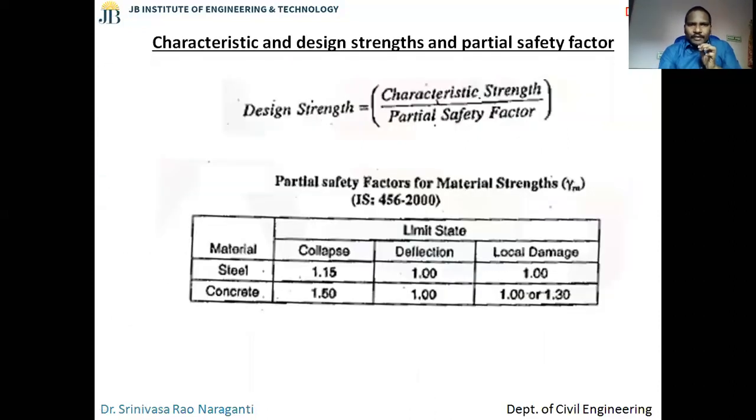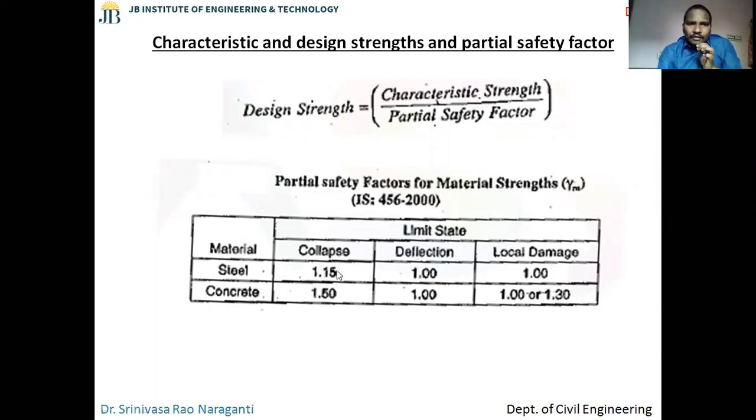Similarly, for the material's design strength, we take characteristic strength divided by partial safety factor. The partial safety factor depends upon what kind of limit state it is. We're talking about collapse, limit state of deflection, limit state of local damage. For steel, in case of failure, collapse, we use 1.15 as the partial safety factor, whereas for the concrete, we use 1.5. We use a higher value for the concrete, lower value for the steel.